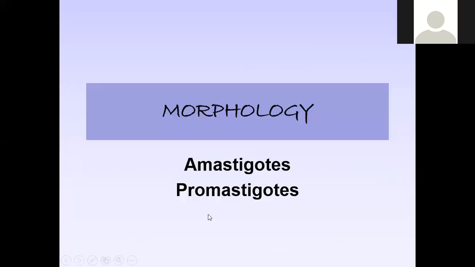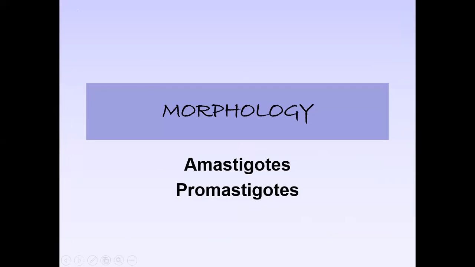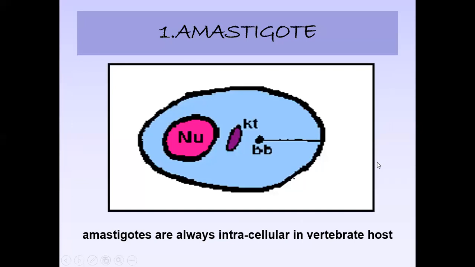Morphologically, there are two forms, amastigotes and promastigotes. The amastigote is a rounded structure. It has a nucleus, a basal body, and a kinetoplast, and it is always going to be found within the cells. You just need to remember that it's an intracellular structure.